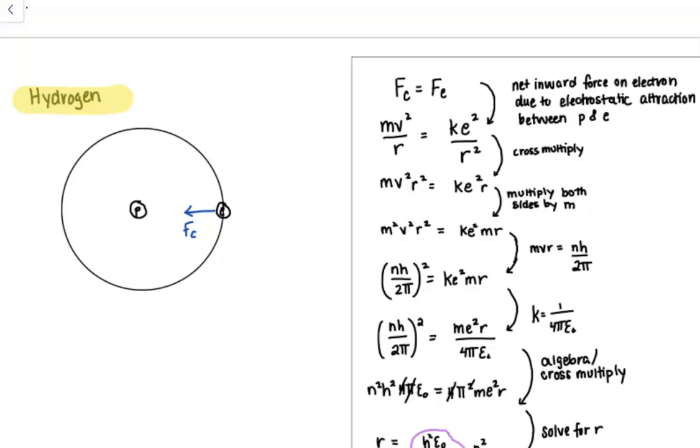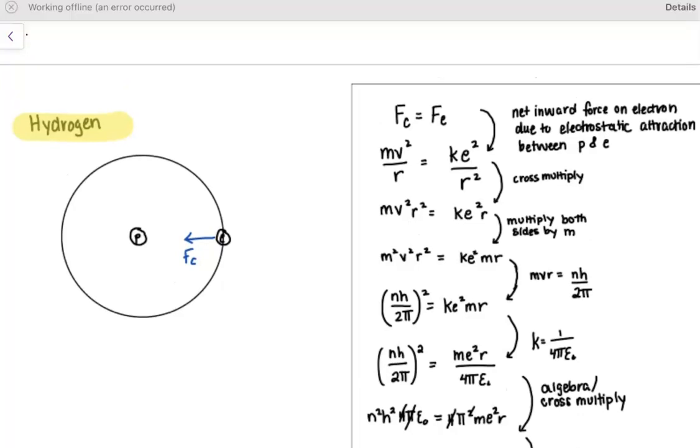We start with centrifugal force equal to electric force of a hydrogen atom. So mv squared over r is centrifugal force, and then the electric force is ke squared over r, because there's only one proton and one electron, and that's what allows us to do this. Beyond hydrogen, it gets much more complex, and we start needing much different types of math, not just straight algebra.